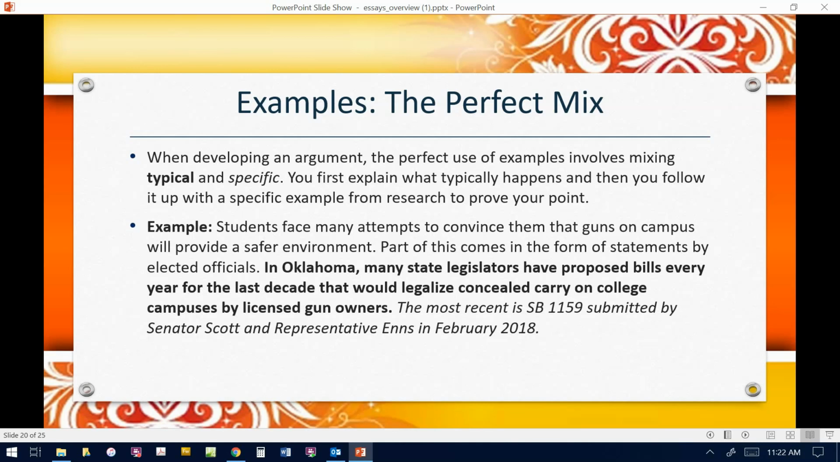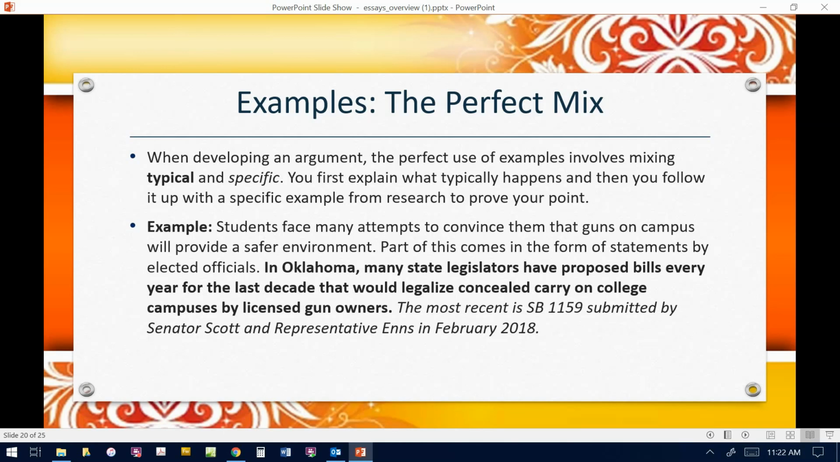So now I'm going to give a typical example of what kind of statements we make. In Oklahoma, many state legislators have proposed bills every year for the last decade that would legalize concealed carry on college campuses by licensed gun owners. That's a typical example. It doesn't give you specific names, specific dates, or anything like that. It just tells you what generally has happened. But we're going to add a specific example as proof of what we've just said, and that's in italics: the most recent is SB 1159, submitted by Senator Scott and Representative Enns in February 2018.